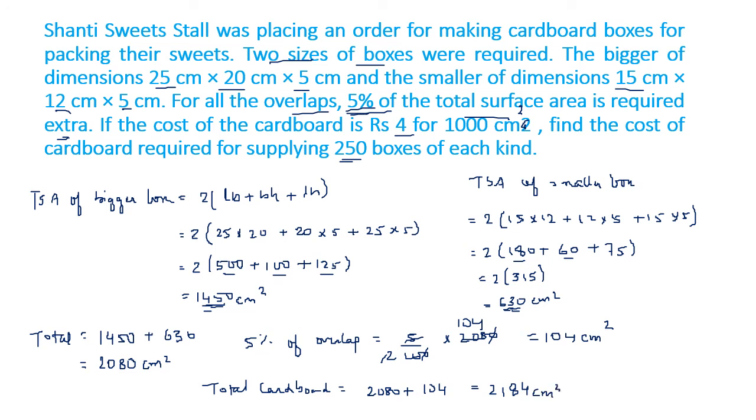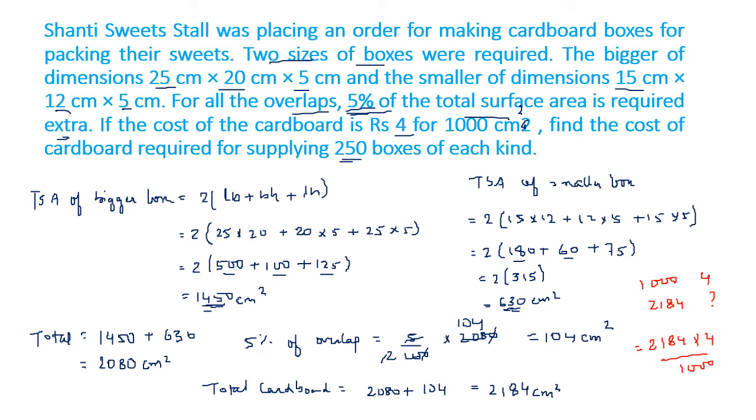Now what is the cost? The cost is calculated like this. For 1000 centimeter square, it is 4 rupees. So for 2184, it will be how much? So I got 2184 into 4 upon 1000. Okay, but this will be for one box.